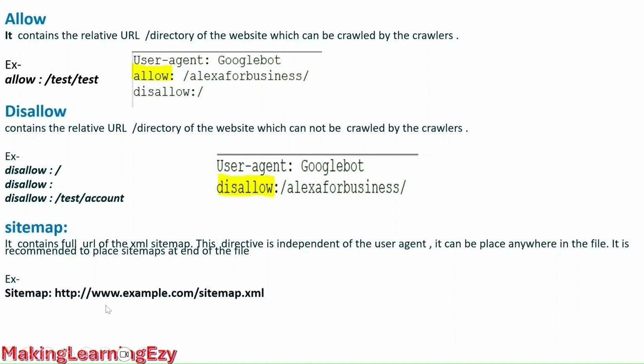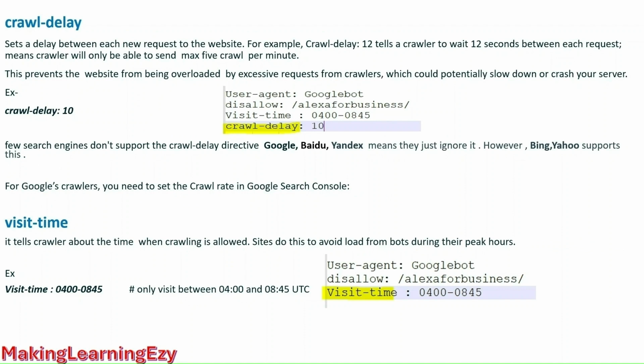Next is crawl-delay. This is used to set the delay between each new request to the website or domain. For example, if you mention crawl-delay 12, it will tell the crawler to wait for 12 seconds between each new request.